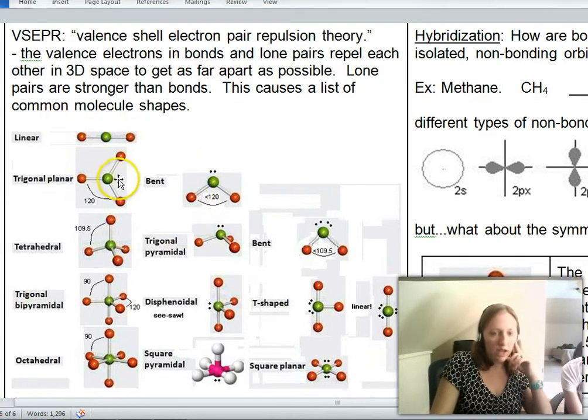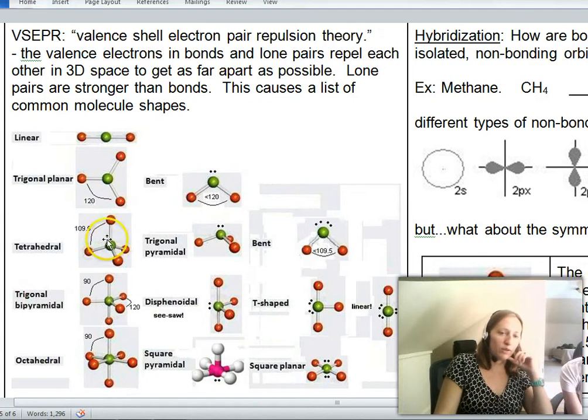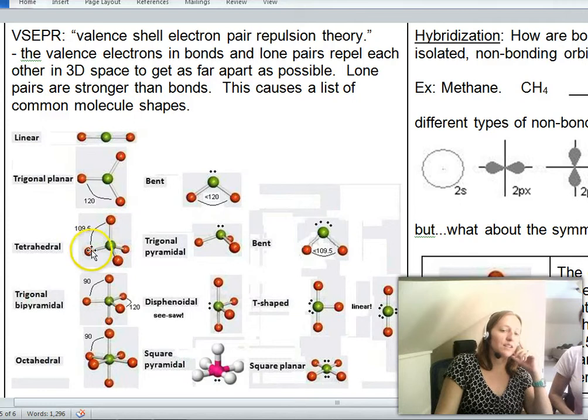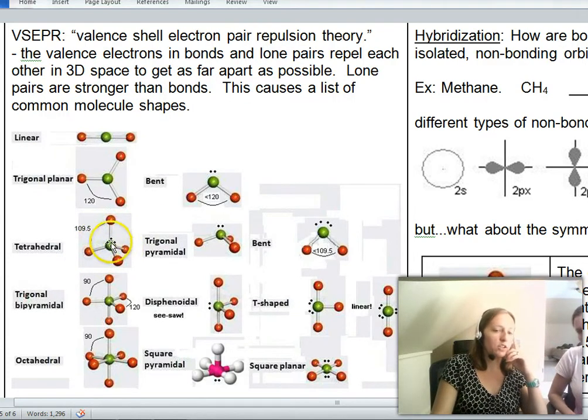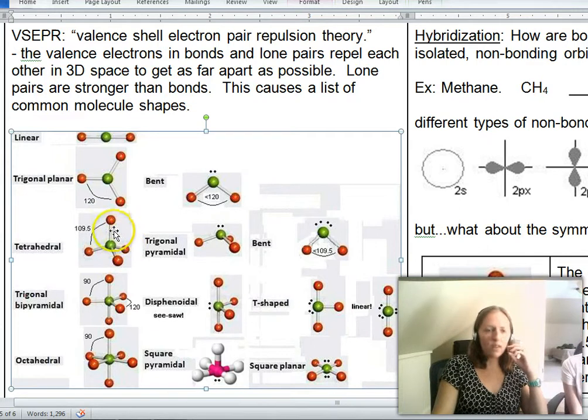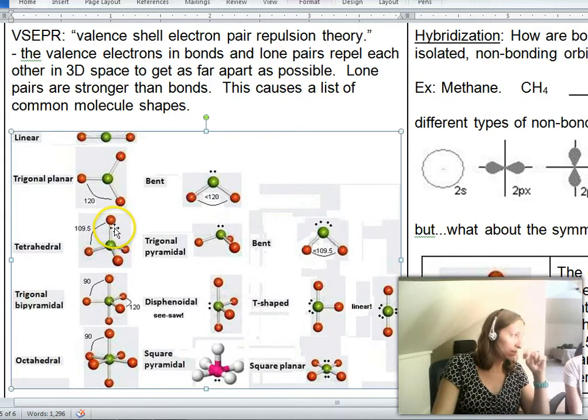Now we've got to consider all of the options with four dudes. For the four dude option, you've got a green ball and four red balls sticking out, and this ventures into 3D space. We've been in 2D space so far. In 3D space, the fourth dude sticks straight up and pushes these three down a little bit, and they shuffle around until they're all equal. It turns out that the angle between two of them is 109.5 degrees when you have this particular shape. The name for this shape is a tetrahedron, and so this is a tetrahedral molecule.